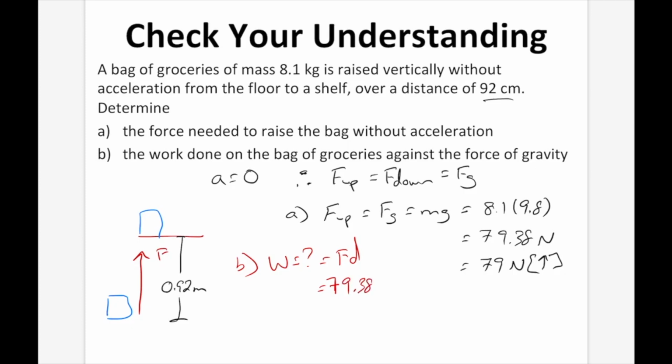79.38. We don't use the rounded number. Cos 0 times 0.92. And that equals 73.0296 joules. And to 2 sig digs, it's 73 joules. No direction because it's scalar.